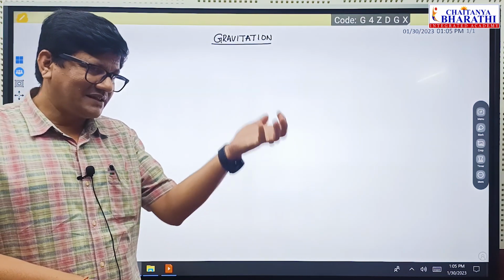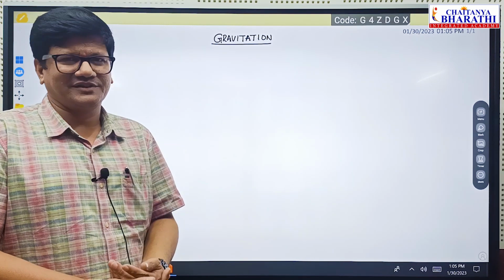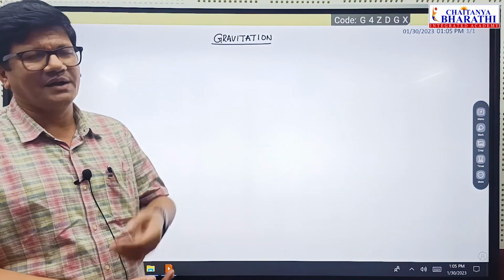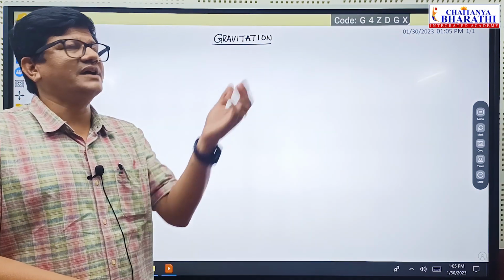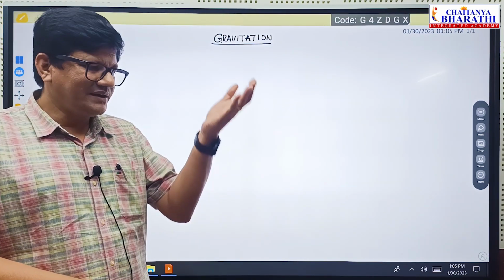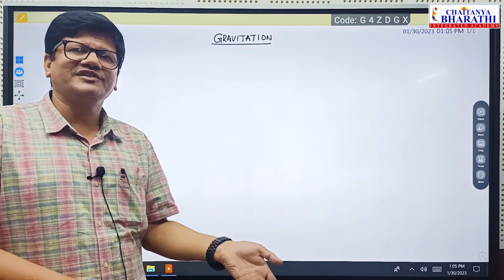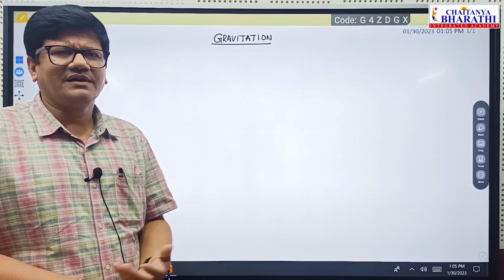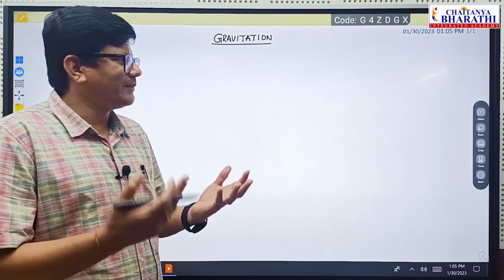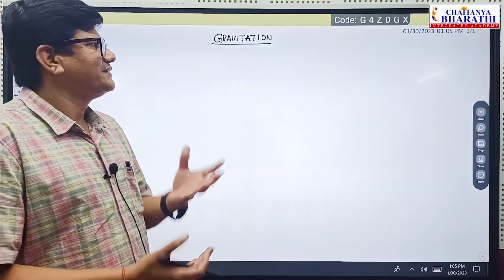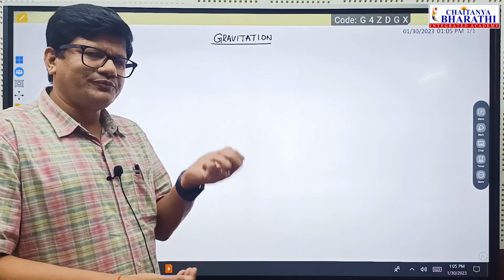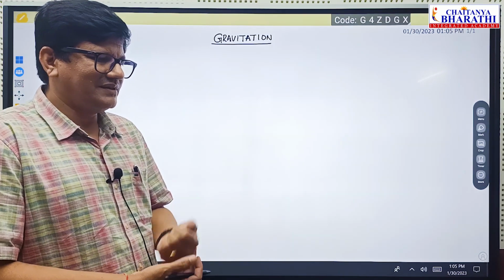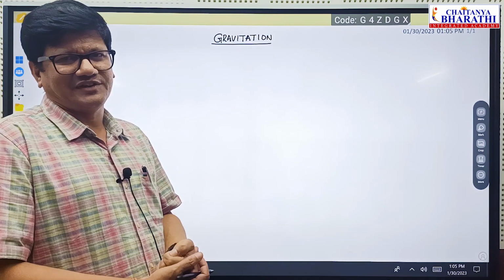So why does the apple come towards the surface of Earth? Why is it not going up? And suppose if you project a body upwards, why does it come towards the surface of Earth? So all these things, experimental verifications. So Newton concluded that there is a force of attraction. That force is acting towards the surface.